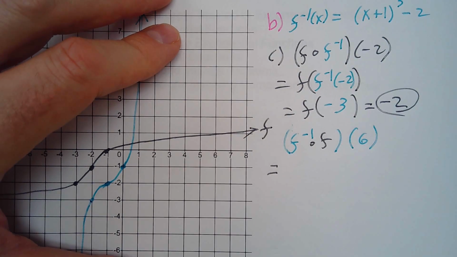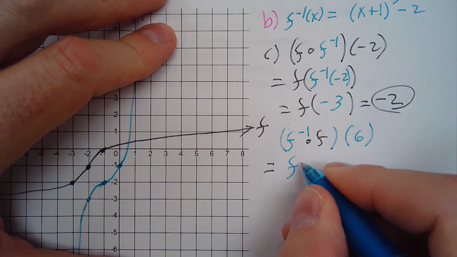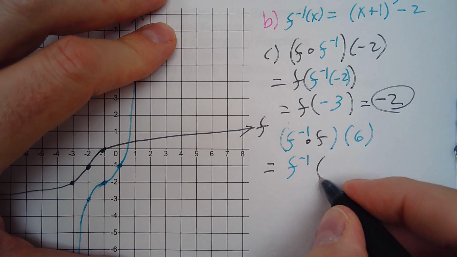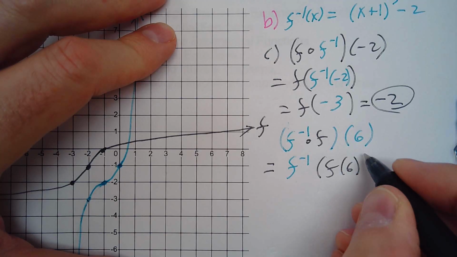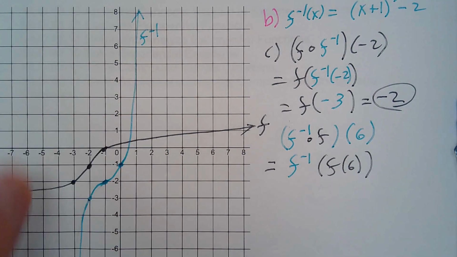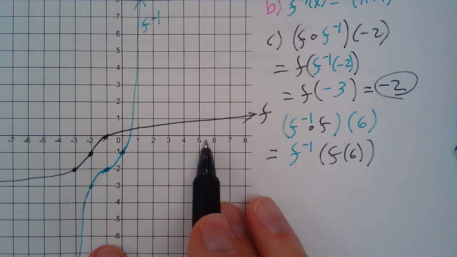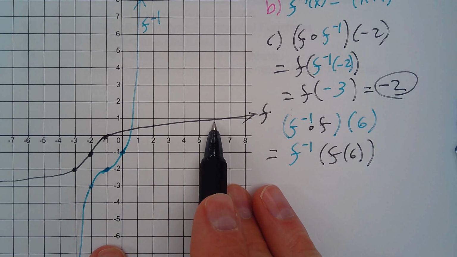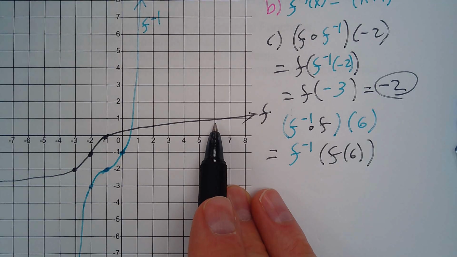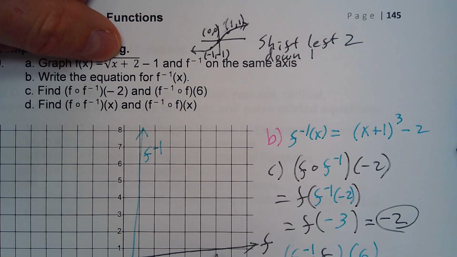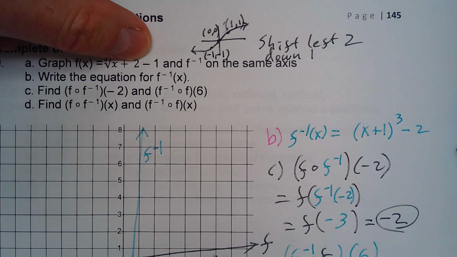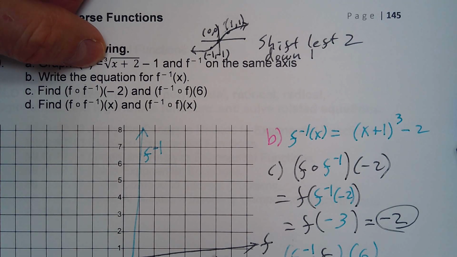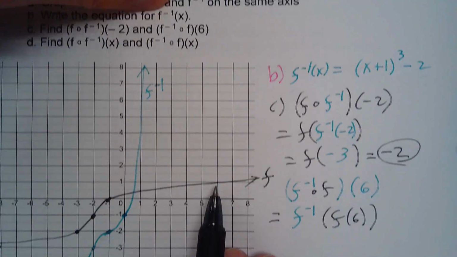So this would be f inverse of f of 6. F of 6 looks like it's about 1. Now, if you're not sure, verify it. 6 plus 2 is 8. Cube root of 8 is 2. 2 minus 1 is 1.